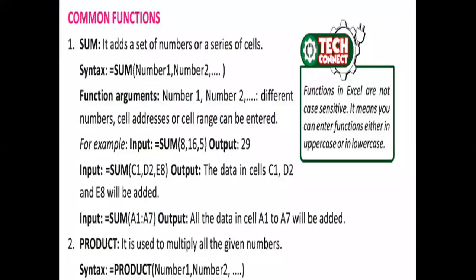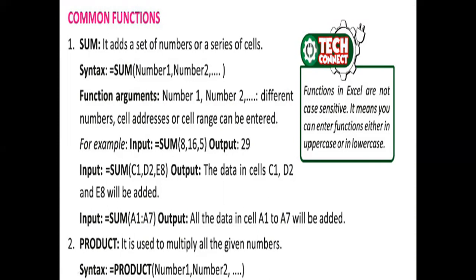So the first one in the common functions is sum. It adds a set of numbers or a series of cells. Sum means, as the word tells you, we are going to add up those numbers. We can add any numbers. Now as you are in 7th, you can add numbers till 10, 20 and so on. Same way, if we are doing it in Excel, it should be a predefined output. I write a formula and I should get a proper output.